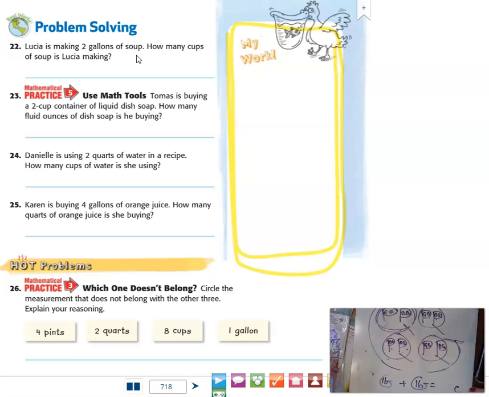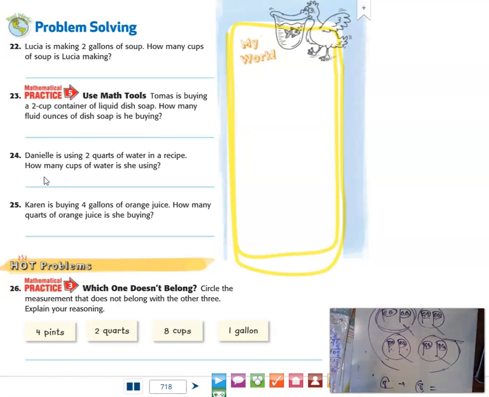Again, doing 2 cups of liquid dish soap. Each cup has 8 ounces. So if I have 2 cups, 8 ounces each, how many is that going to give me? Tomas is buying blank ounces of liquid dish soap is the sentence I'm going to write.